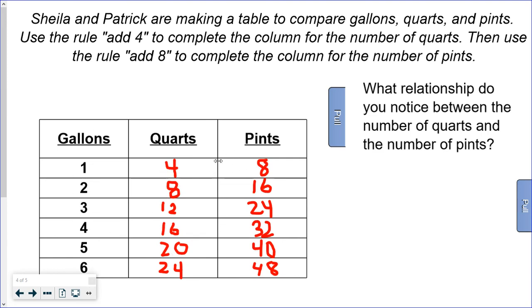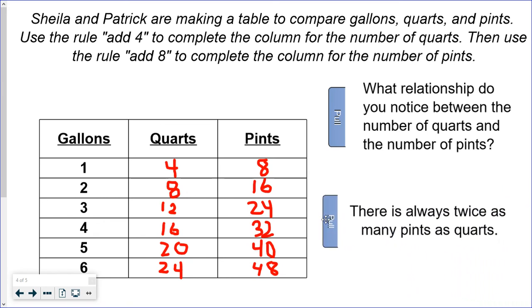Well, notice it looks like the pints number is always twice the quarts, right? Because if I take 8 divided by 4, that's 2. Or if I do 16 divided by 8, that's 2. 24 divided by 12 is 2. You get the sense here, right? Every single time, if I divide this number by this number here, it looks like it's going to be 2. So the relationship is there's always going to be twice as many pints as quarts. Or maybe you might write down there's 2 times as many pints as quarts.